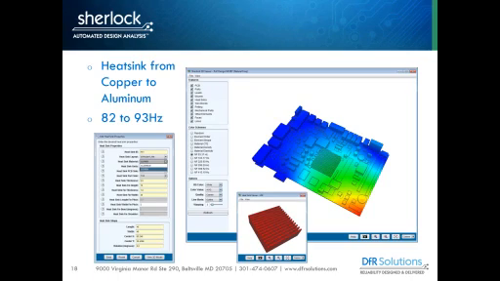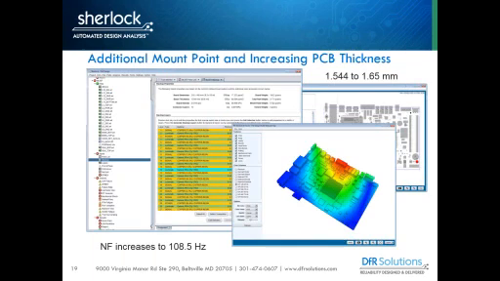Again, right now we're doing simple boundary condition changes, but I could actually add another mount point. So I added another mount point down here. I also increased my printed circuit board thickness from 1.54 to about 1.6. Now you have to be very careful. Changing printed circuit board thickness can impact a lot of other things. So, if it's a controlled impedance board, it has to be considered once you start increasing thicknesses.